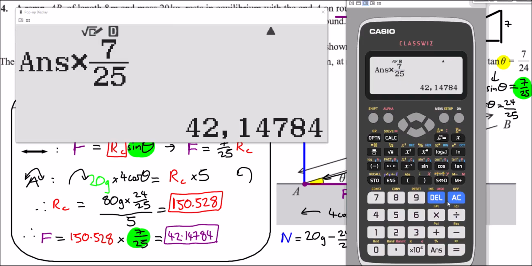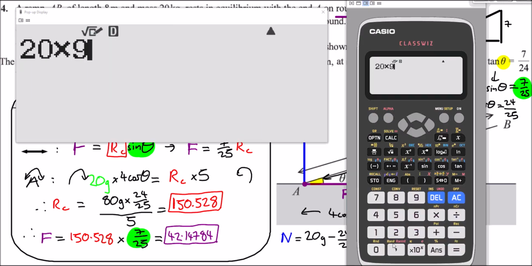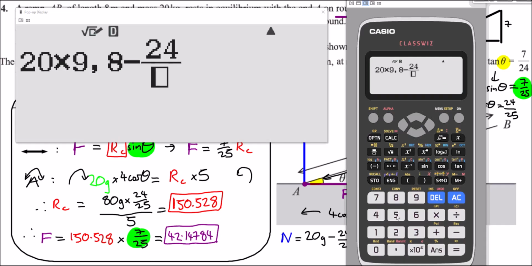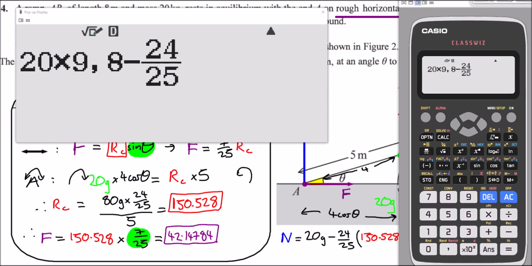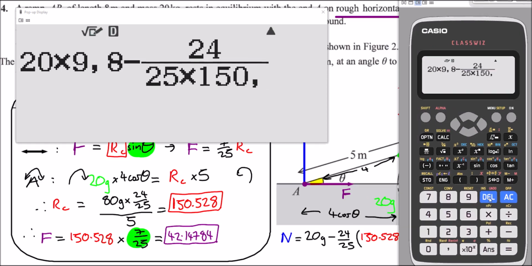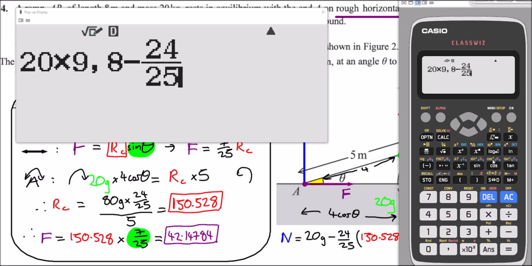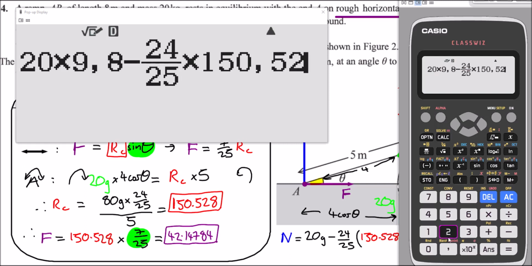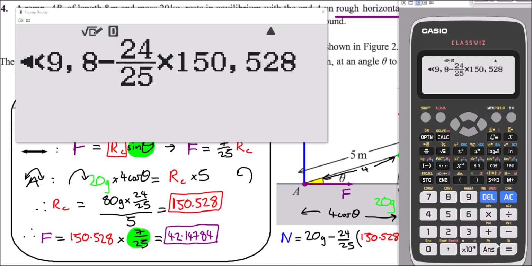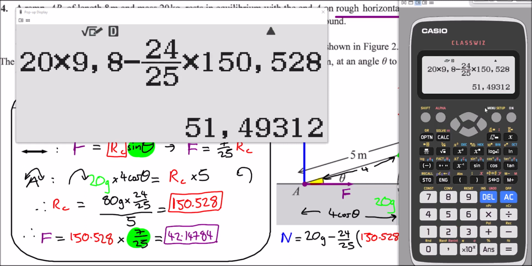So we're going to have 20g, which means 20 multiplied by 9.8, of course. Subtract 24/25 of 150.528. Whoops. Almost made a mistake there in terms of how I type this in. So again, always be careful. Goes for me too. We get here 51.49312.